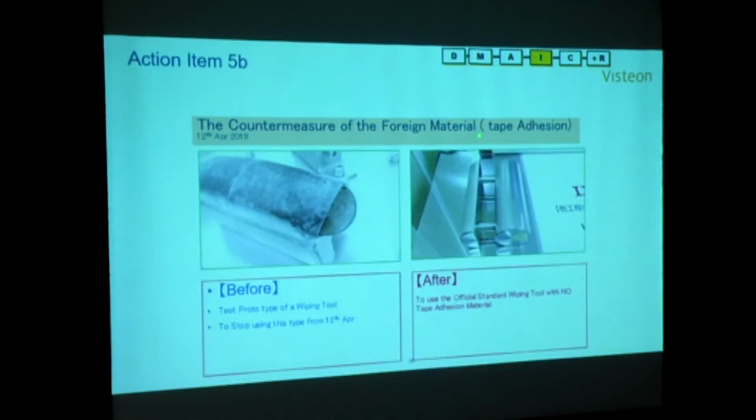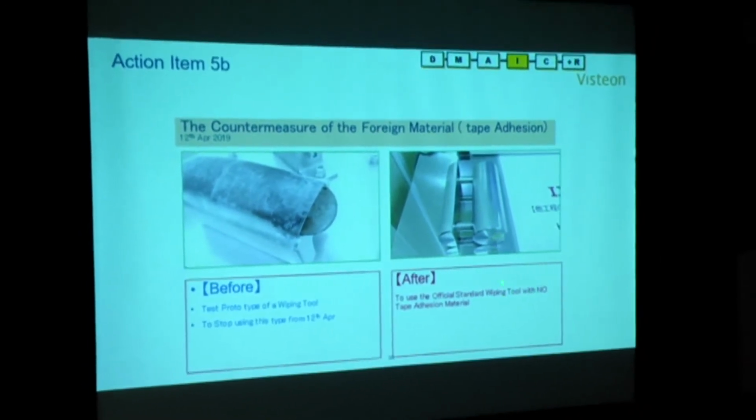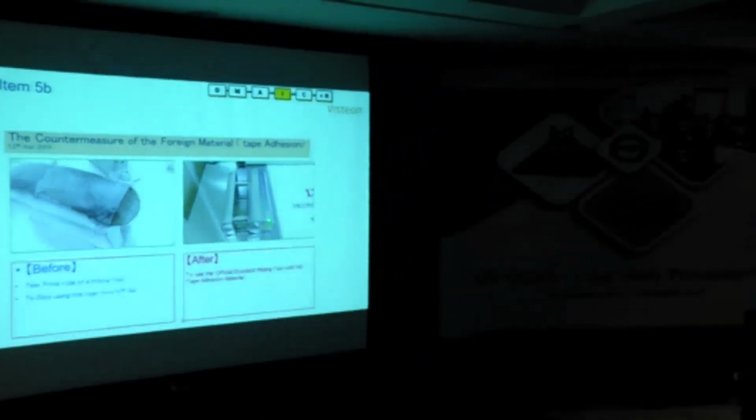Then the countermeasure for foreign material is the tape addition. This is the earlier tape addition that they used. So this is the improved official standard wiping tool with no tape addition material. So this is another improvement.